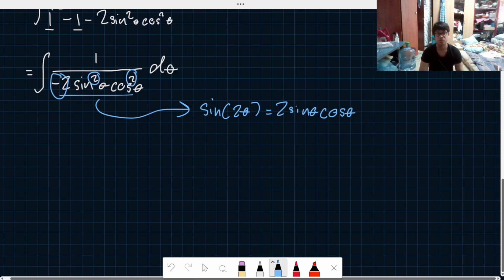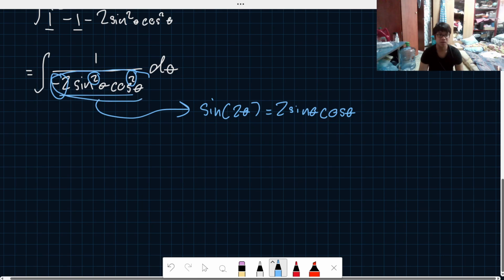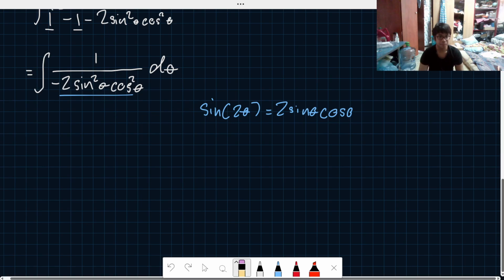They have squares. So that means we can't simply convert this into sine of 2 theta. If we have 2 sine theta cosine theta, we can convert it immediately to sine of 2 theta, right? In fact, that is the next step. We have to convert it into sine of 2 theta. But how though? Because we have squares, right? So here's the thing.